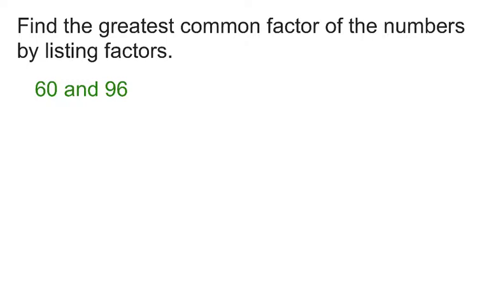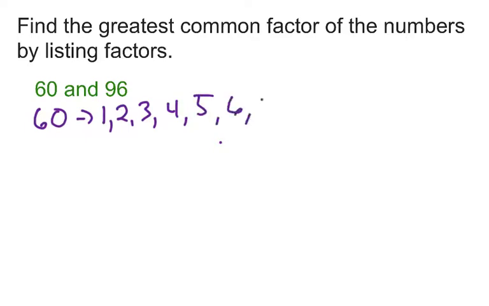All right, now we'll go over what you should have had. So let's first look at our factors of 60. We have 1 times 60, 2 times 30, 3 times 20, 4 times 15, 5 times 12, and 6 times 10.